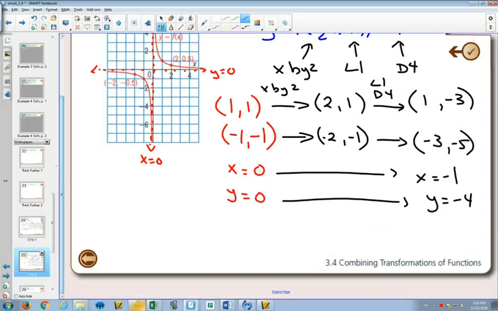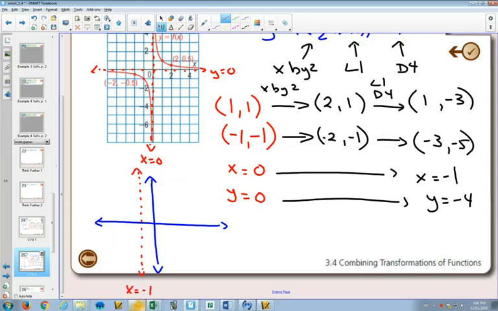So now what we're going to do is underneath, we're going to draw a new set of axes. If you have those little sticky note graph paper things, you can use those. They're helpful. We're going to start by drawing our asymptotes. We have an asymptote at x equals -1, and our horizontal asymptote at y equals -4.